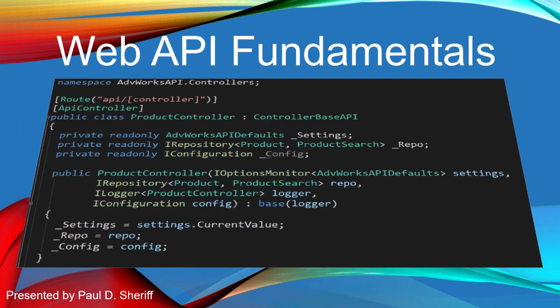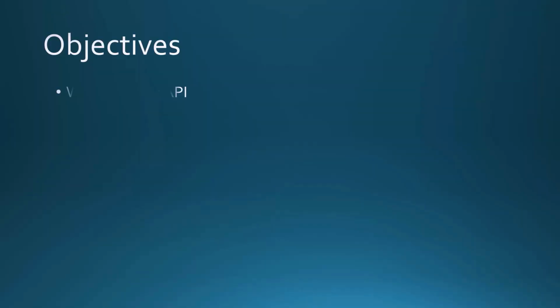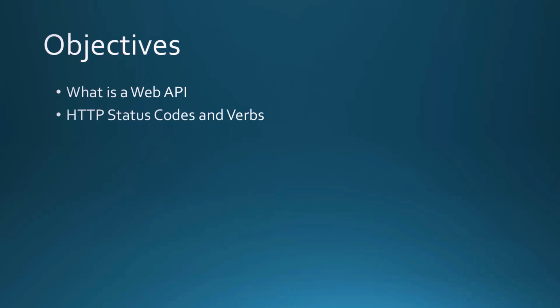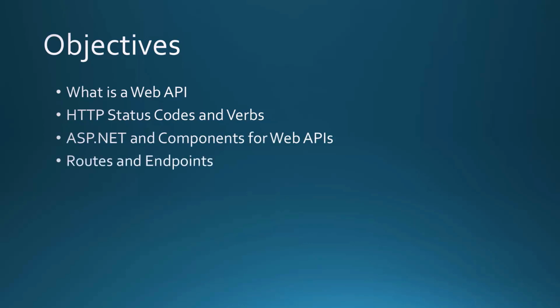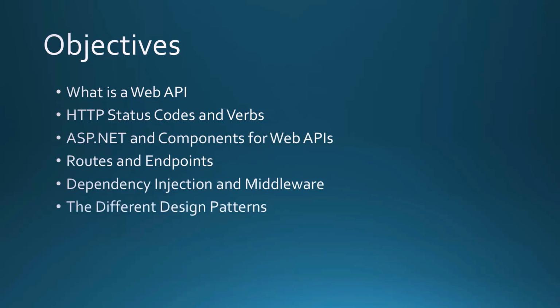This lesson is Web API Fundamentals. The objectives for this lesson are to learn about what is a Web API, HTTP status codes and verbs, ASP.NET and its components that are used for building Web APIs, routes and endpoints, dependency injection and middleware, and the different design patterns you can use to create Web APIs.